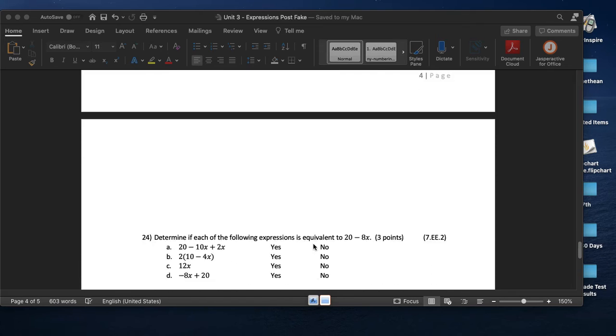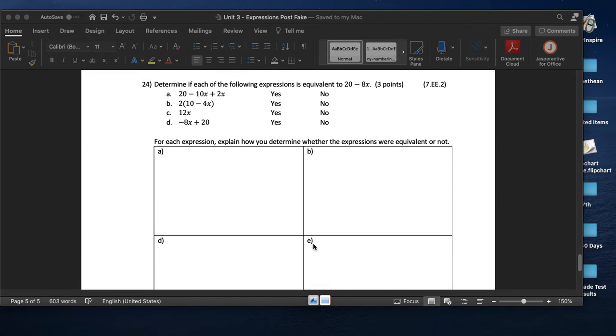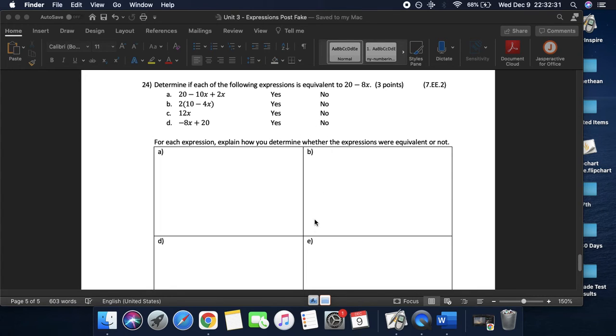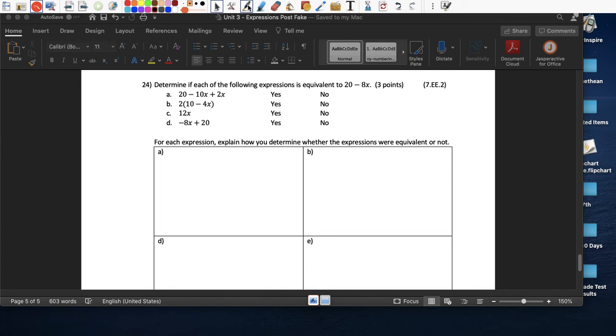And finally, our last question. Which of these expressions is the same as 20 minus 8x? Okay, so 20 minus 8x. So let's look at the first one. 20 minus 10x plus 2x. Is that the same as 20 minus 8x?